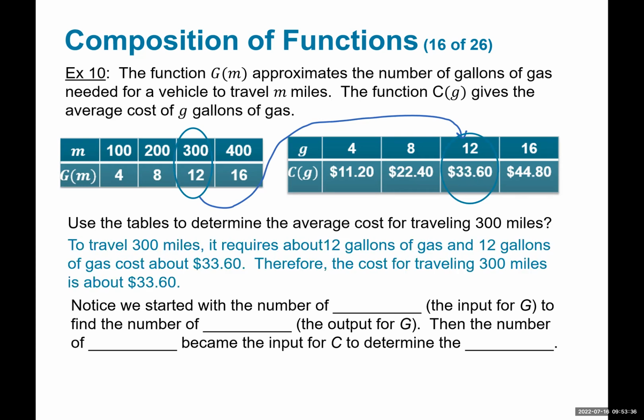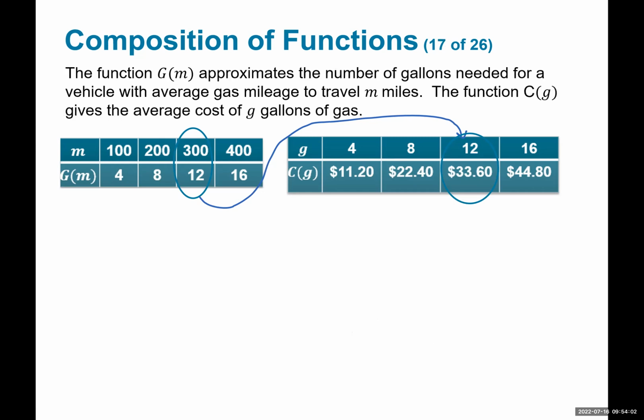So notice that we start with the number of miles. And we put that in for the g, and we get out the number of gallons. Then we take the number of gallons and put that into c to determine the cost. Okay, so you start with the input of one, which gives you a certain output. That output is now the input of the other one, which gives you the output that you wanted, which was cost in this case.